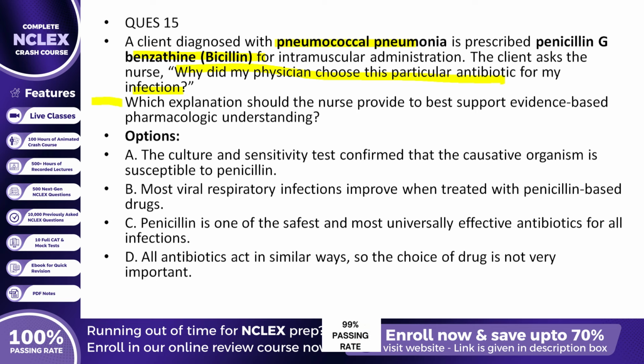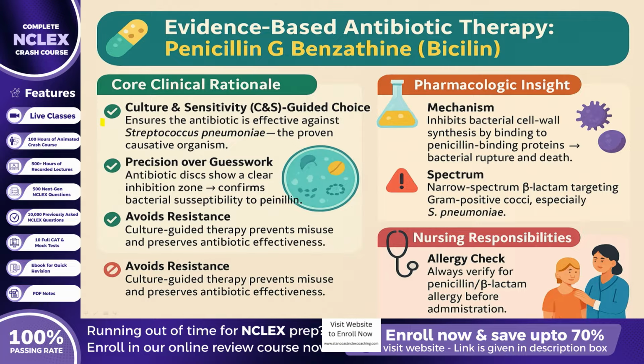The correct answer is option A, which states that the culture and sensitivity test confirmed that the causative organism is susceptible to penicillin. Pneumococcal pneumonia is a bacterial infection most commonly caused by Streptococcus pneumoniae. The gold standard for antibiotic selection involves performing a culture and sensitivity test. This laboratory test identifies the specific microorganism and determines which antibiotic is most effective against it. During testing, bacterial colonies are exposed to antibiotic discs, and if a clear zone forms around a specific drug like penicillin, it signifies that the bacteria are sensitive to that medication. This method ensures targeted treatment and avoids unnecessary antibiotic exposure.